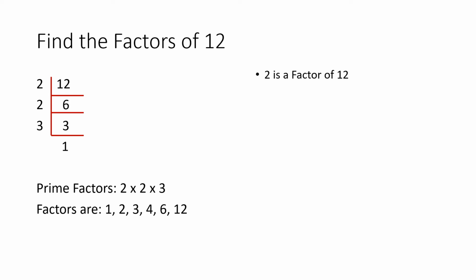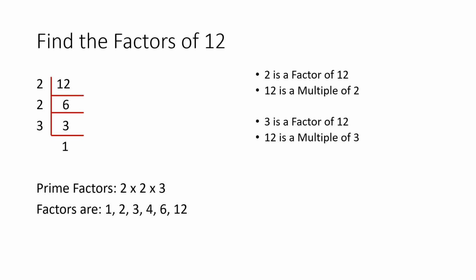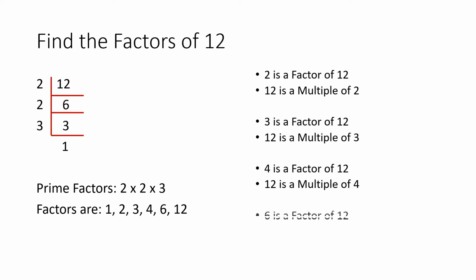We say 2 is a factor of 12, right? But 12 is a multiple of 2. Similarly, 3 is a factor of 12. 12 is a multiple of 3. 4 is a factor of 12. 12 is a multiple of 4. 6 is a factor of 12 and 12 is a multiple of 6. So what do we see here? We see that factors and multiples are opposites.